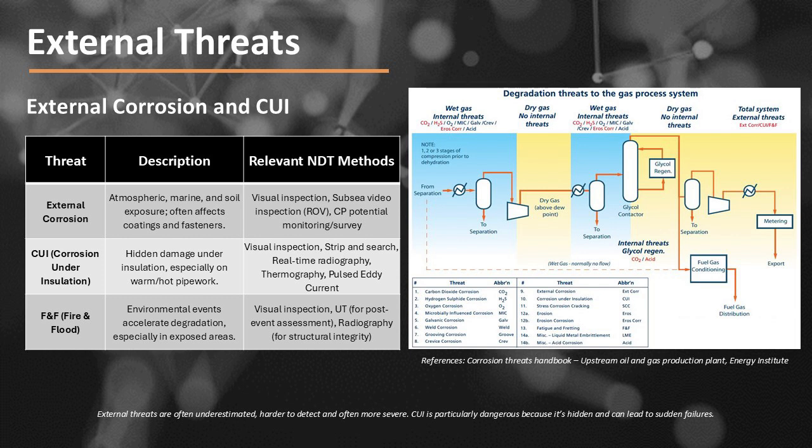Number 3 is FF or fire flood threat. Environmental events accelerate degradation, especially in exposed areas. Relevant NDT methods to detect FF: visual inspection, ultrasonic thickness test or UT for post-event assessment, radiography for structural integrity. External threats are often underestimated, harder to detect and often more severe. CUI is particularly dangerous because it's hidden and can lead to sudden failures.